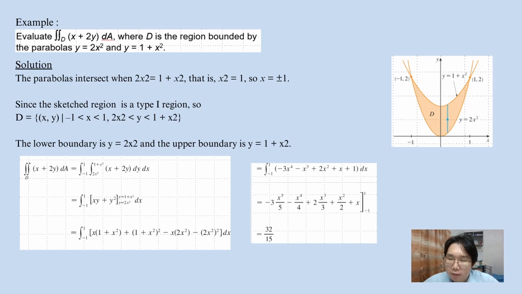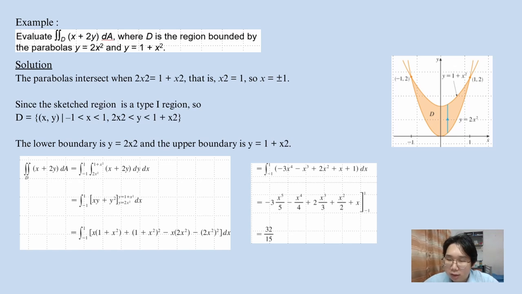The question is: evaluate the double integral of (x + 2y) dA, where D is the region bounded by the parabolas y = 2x² and y = 1 + x². So first of all, we need to sketch the bounded region as shown on the right side. The parabolas intersect when 2x² = 1 + x², that is x² = 1, so x = plus or minus 1.